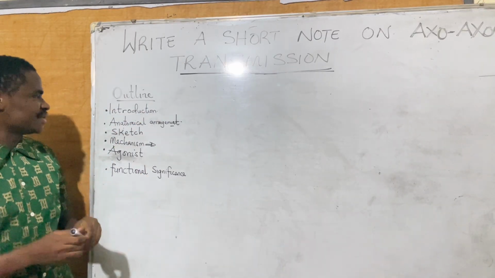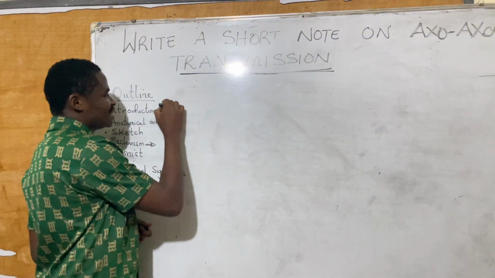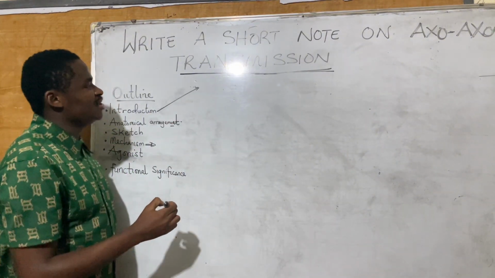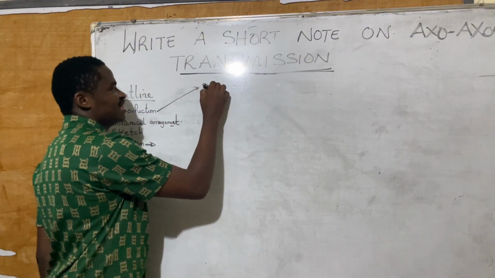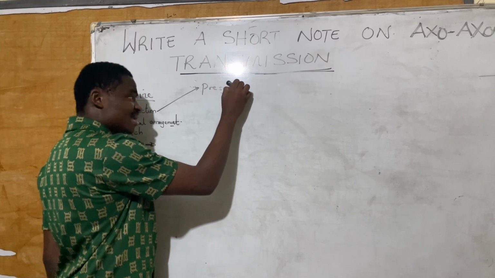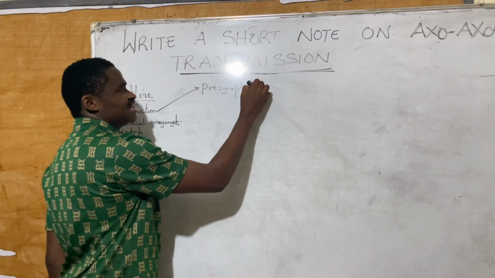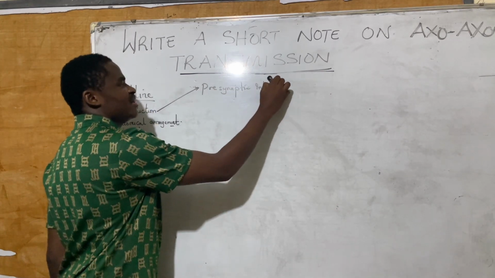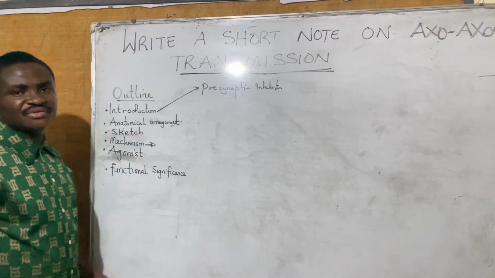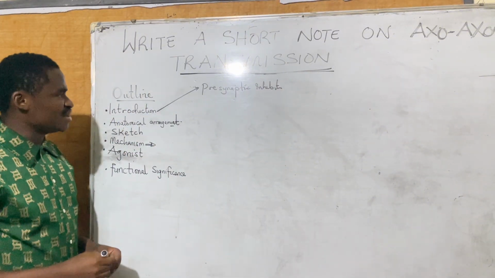Two key things to take note of. You say that axo-axonal transmission is also called presynaptic inhibition. So if you see another essay that says write a short note on presynaptic inhibition, it is pointing towards the same thing, axo-axonal transmission. Now, what else will you want to say?